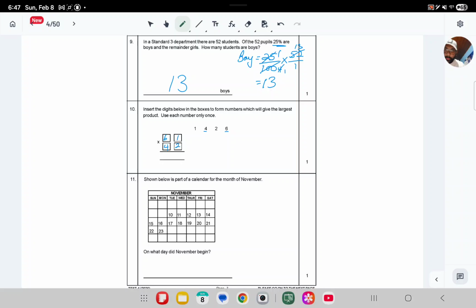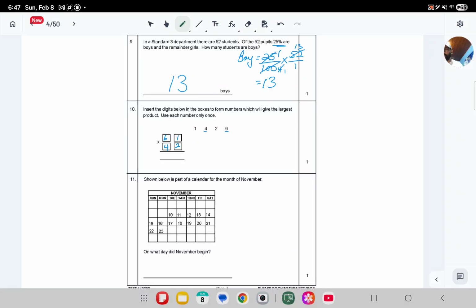Alright, because when we are multiplying now, you want the 6 multiplied by the 2, not 6 by 1. You'll get a larger value that way. Alright, so good. And then the third, insert the digits below to form the largest number relative to large.